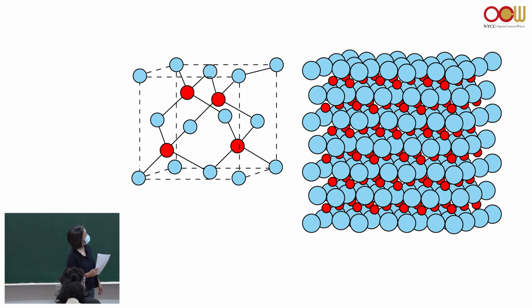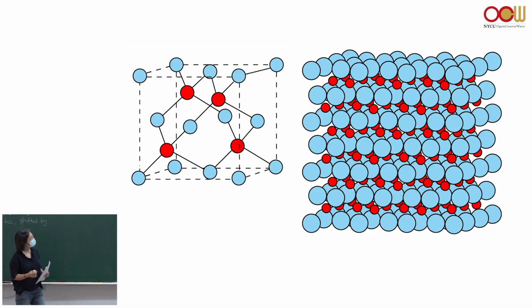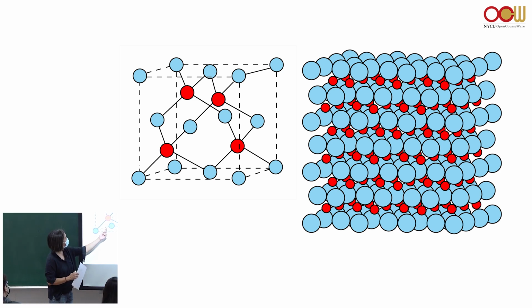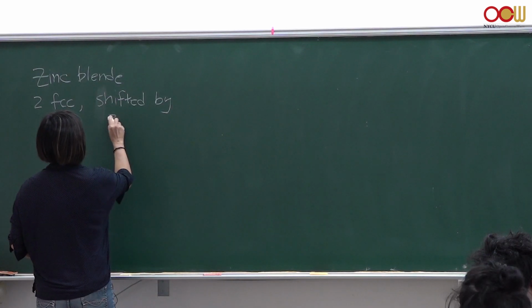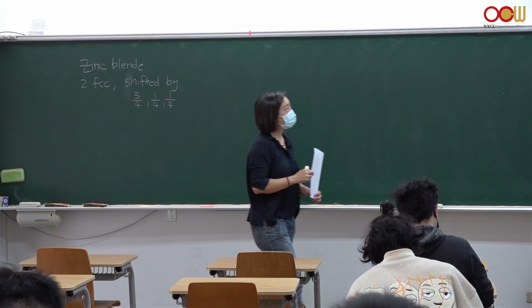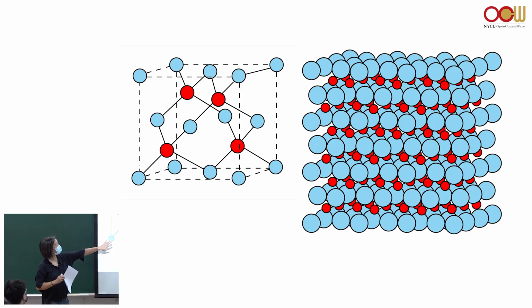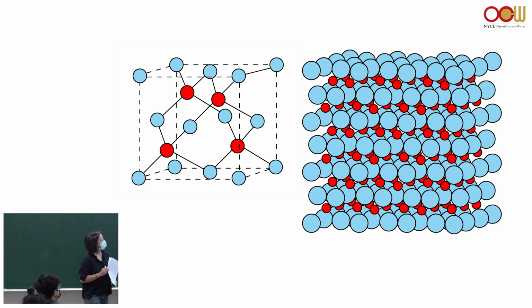The zinc blend is 2 FCCs. Can you kind of tell how much is shifted by? So this is 3/4 of the way, 1/4, 1/4. Okay, so this is called the zinc blend. This is an individual unit cell. I know it's not easy to see, but the overall structure.